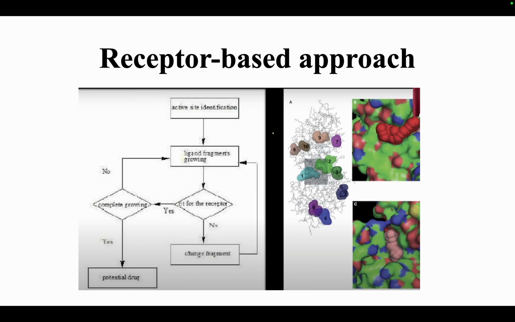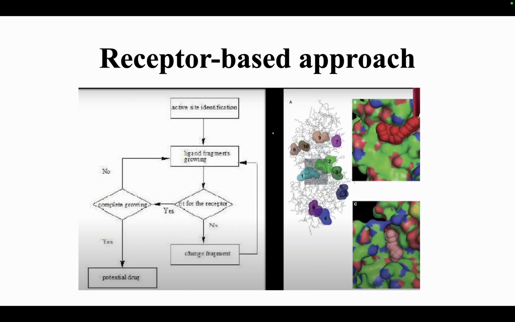Then we have the receptor based approach. In the receptor based approach, what do we do? First we need to identify the active site. Once we identify the active site, as you can see here, these are the domains of the active site: 1 2 3 4 5 6 7 8 9 10. These are the domains which surround the active site.